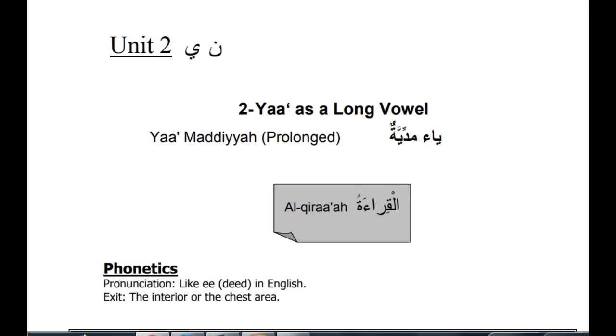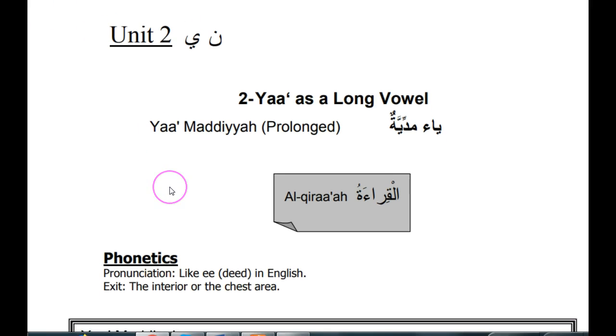Ya as a long vowel. Ya as a long vowel is known in Arabic as ya maddiya. Ya maddiya comes from the word mad. Mad means prolong, a letter which is prolonged. So ya maddiya means ya prolonged, and we translated it in English as long vowel.